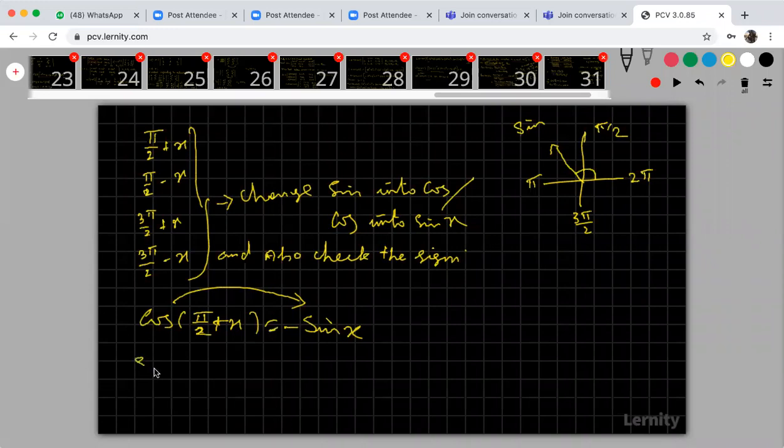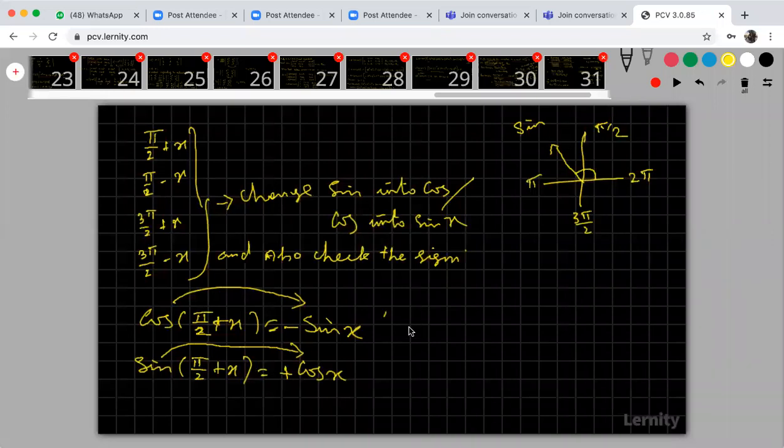Suppose I am taking sin of pi by 2 plus x. Pi by 2 plus x means you change sin to cos x. What about the sign? This pi by 2 plus x belongs to the second quadrant. Therefore, the value of sin of second quadrant angle is always plus. Okay, you please try to understand.